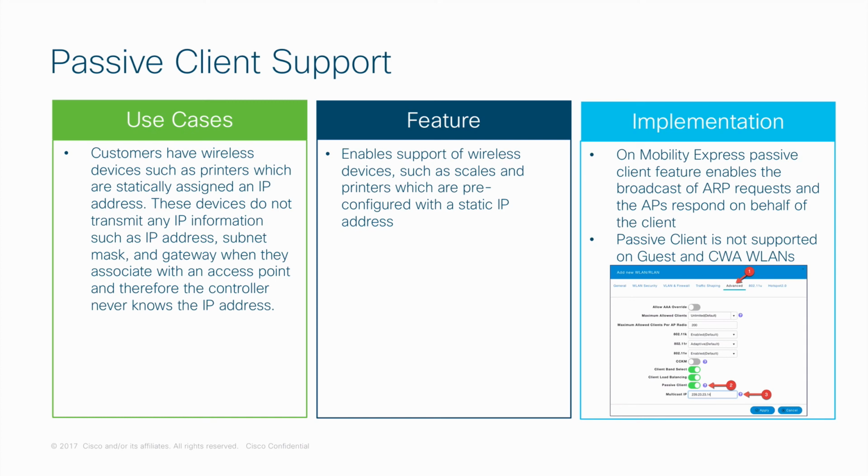In terms of the configuration, passive clients can be configured under the Advanced tab. There is a toggle for passive clients; you enable that, and then you enter the multicast IP address. One thing to note here is that passive clients is not supported on guest and Central WebAuth WLANs. So this brings us to the end of all the features that are supported for the 8.7 release.